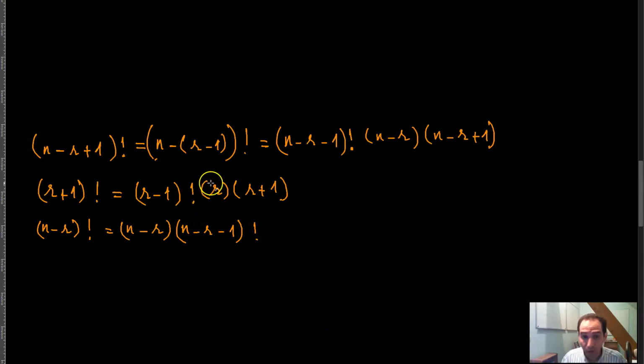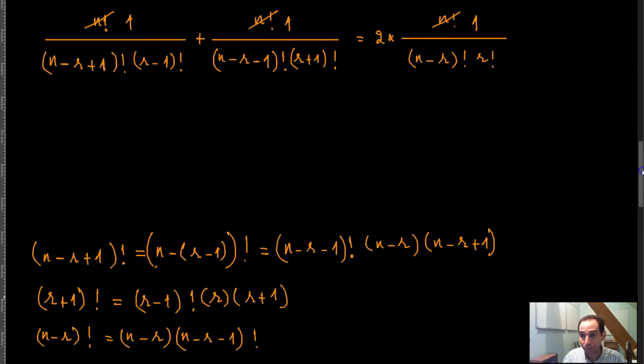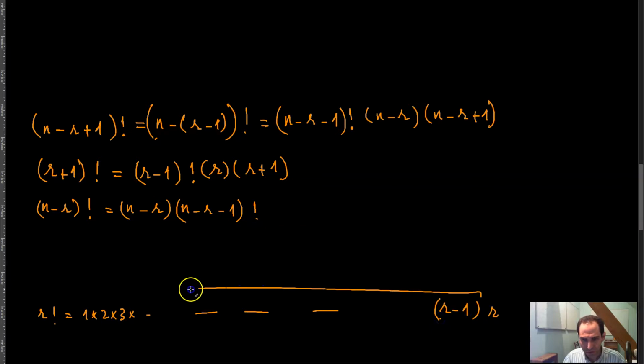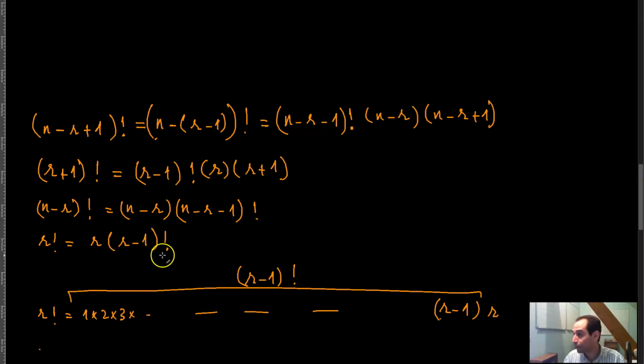And r factorial that we have here is the same thing as 1 times 2 times 3 all the way up to r. The term before that becomes r minus 1, and therefore all of these terms we can write as r minus 1 factorial, and so r factorial would be equal to r times r minus 1 factorial.